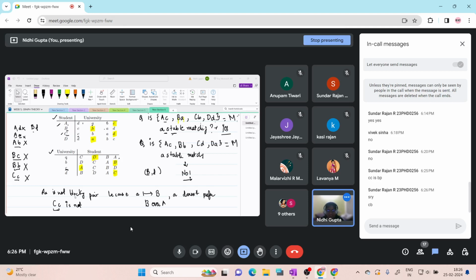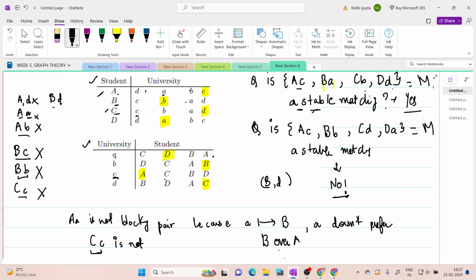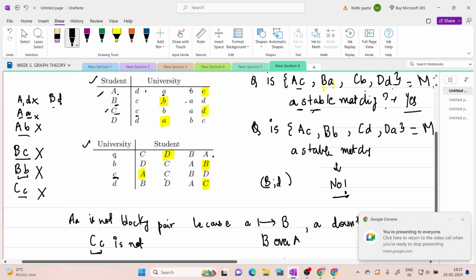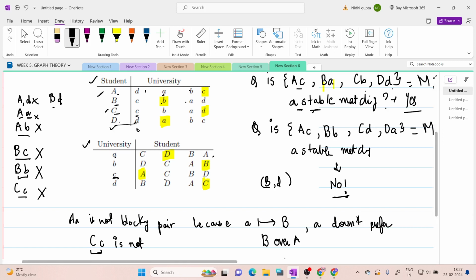Right, DC. So does everyone understand why CC and DC is not a blocking pair? First of all, capital D, small d is a blocking pair. Yes, capital D, small d is a blocking pair because capital D is getting a better option here and small d is also getting a better option here. So D is happy with this new choice, little d is also happy with this new choice. So yes, it is a blocking pair.